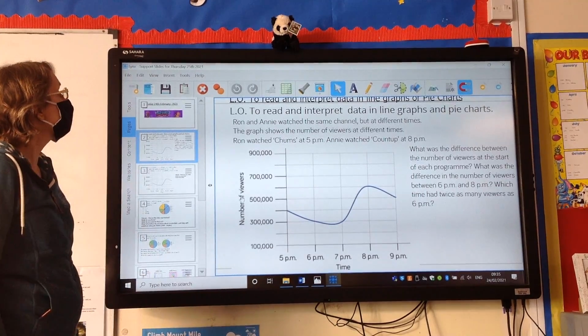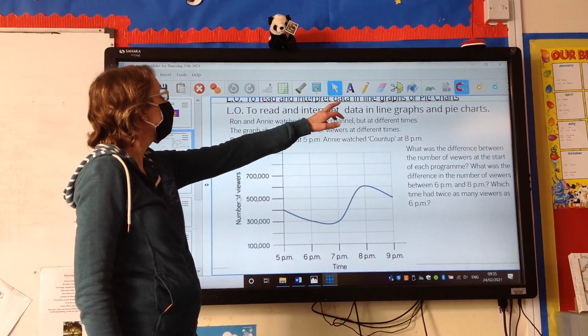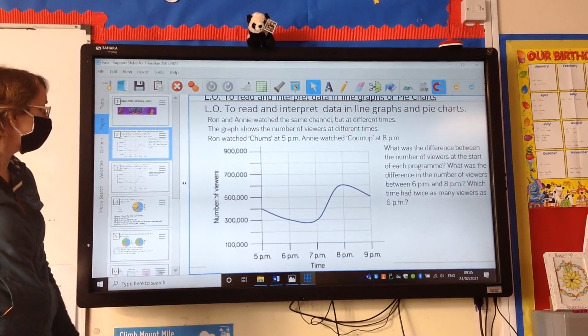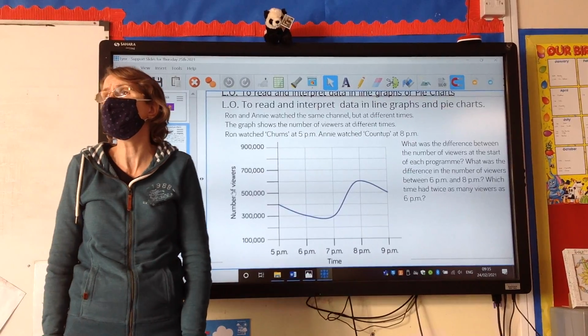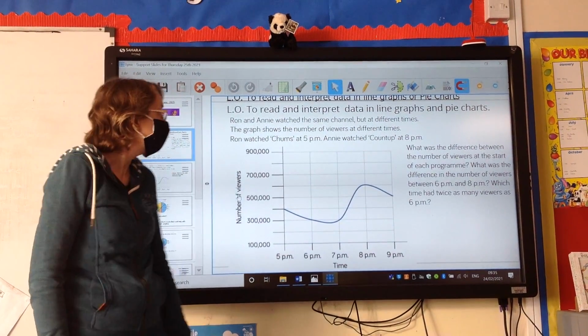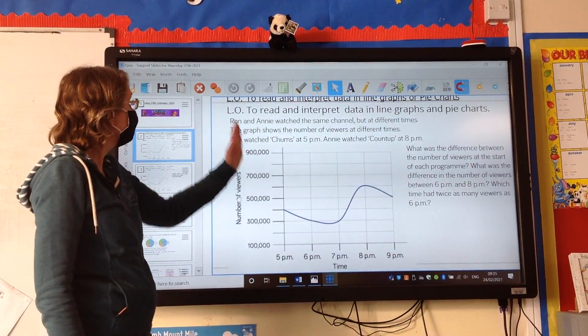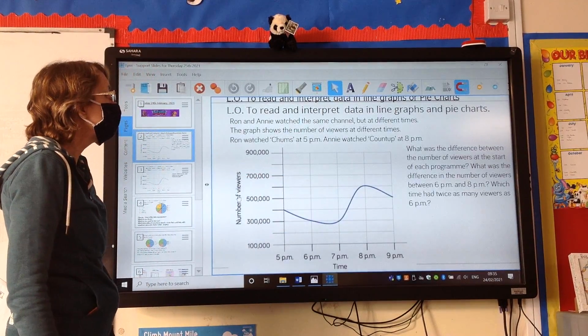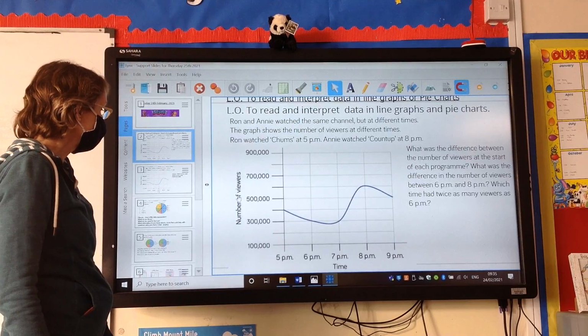We're going to look at reading and interpreting data in line graphs and pie charts. So we're going to look at line graphs first, and then we're going to look at pie charts. Okay? So, we've got a line graph of information about people who watch different television programs.